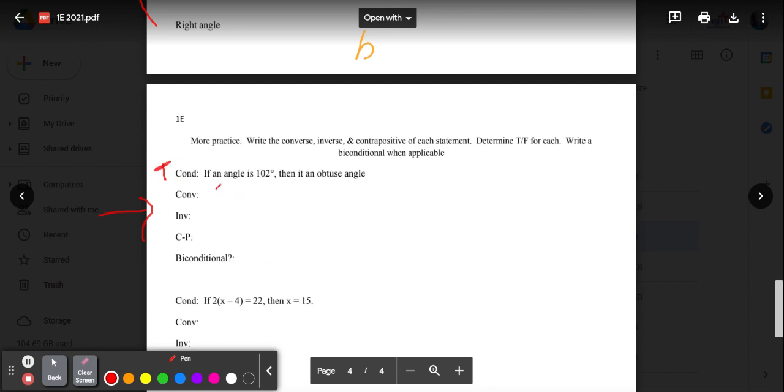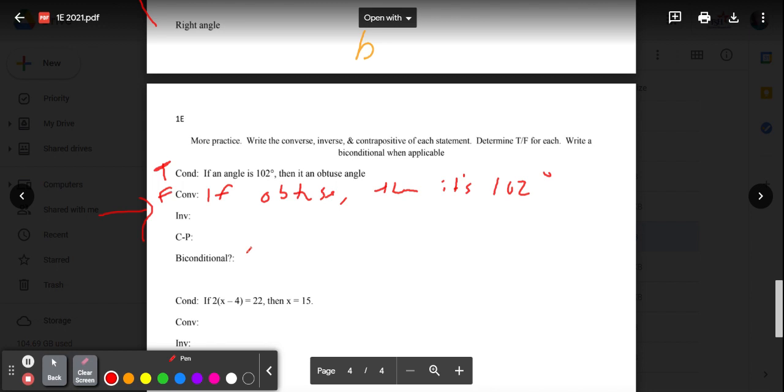The converse would be, and I'm going to abbreviate this thing here, if the angle is obtuse, then it's 102 degrees. Well, that's false. Okay? Because if you think of obtuse, it's anything above 90 degrees. 90 degrees and above is obtuse. So just because an angle is obtuse does not mean it's 102 degrees.